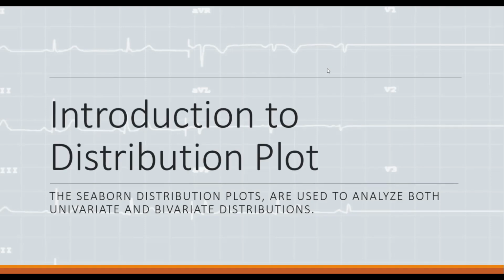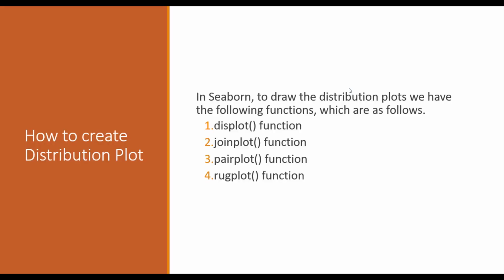In Seaborn, distribution plots are used to analyze both univariate and bivariate distributions. Now we will move ahead and learn how we create the distribution plots. If you want to create a distribution plot in the Seaborn library, you have to call the following functions. The first function is the displot function. The next one is the jointplot function. The third one is the pairplot function, and the fourth one is the rugplot function. We will learn about these functions in detail in the upcoming videos.